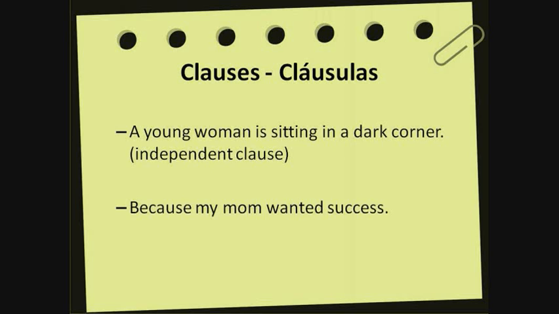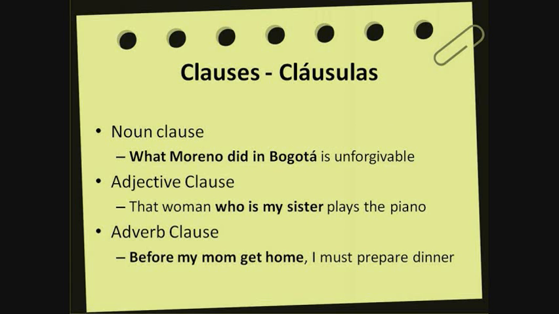A young woman is sitting in a dark corner. This is an independent clause. And because my mom wanted success. Well, we cannot understand what it means, so something is missing. This is a dependent clause. Moreover, there are three kinds of dependent clauses: noun clause, adjective clause, and adverb clause.